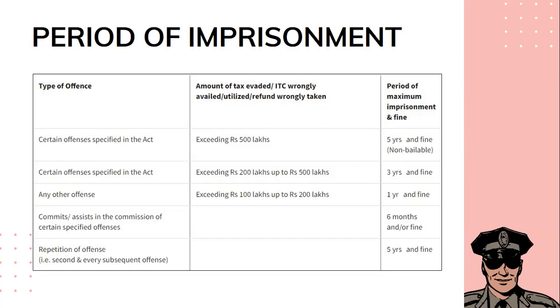Then the offences in which the amount of tax exceeds rupees 200 lakhs but is up to 500 lakhs, the period of imprisonment is up to 3 years. Then any other offences in which the amount of tax exceeds rupees 100 lakhs but is up to 200 lakhs, the period of maximum imprisonment is 1 year. Then the other offenses are in which a person commits or assists in the commission of certain specified offenses. The period of maximum imprisonment is 6 months.